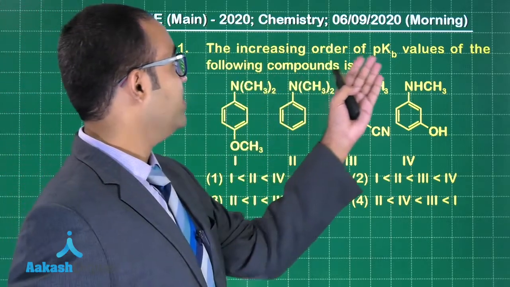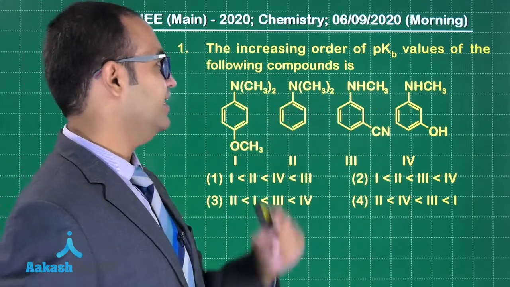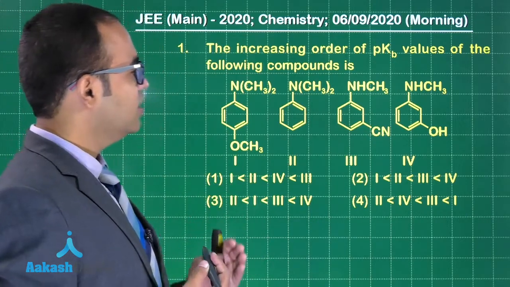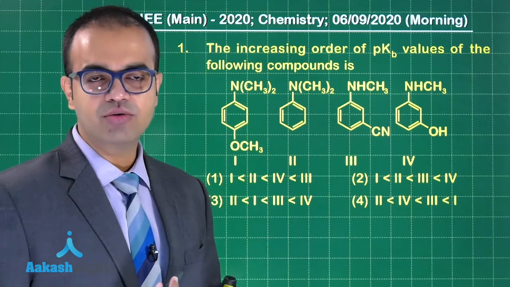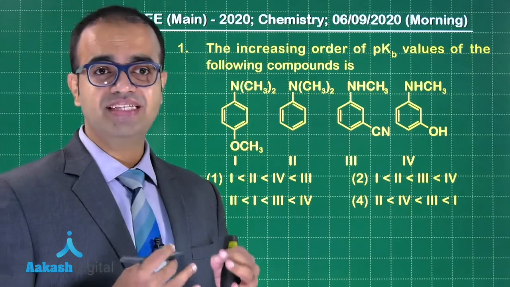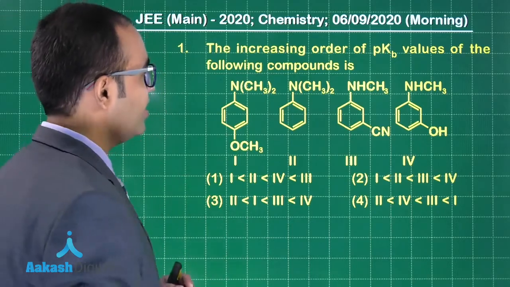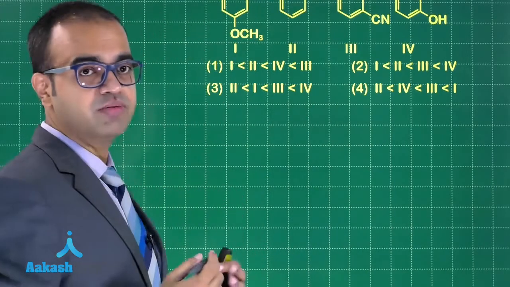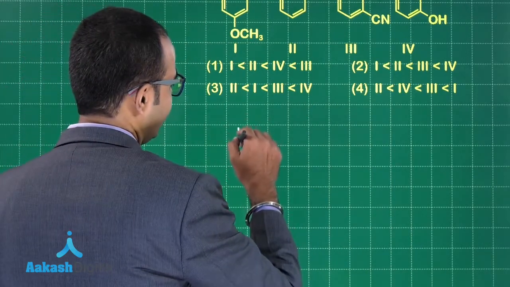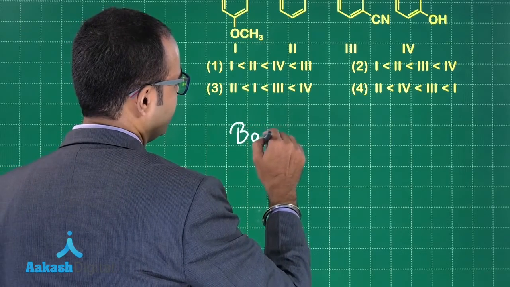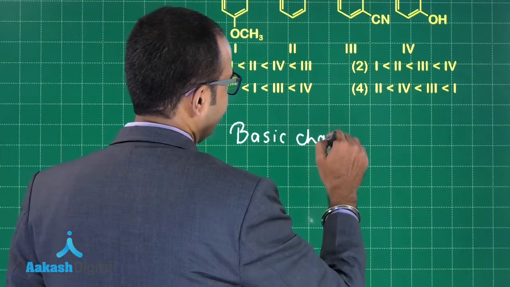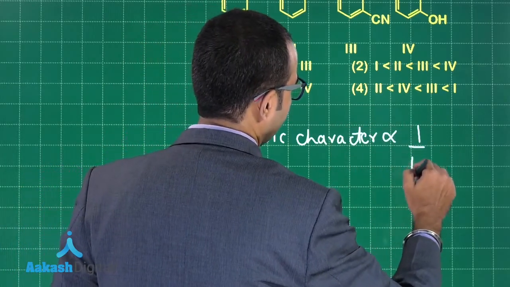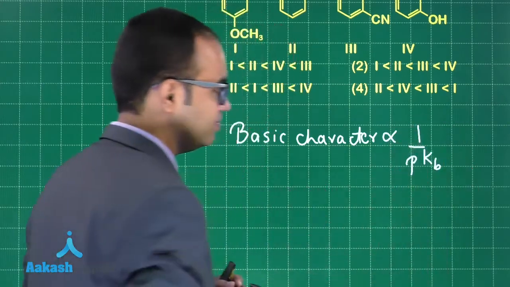The increasing order of pKb values of the following compound is, okay, so these are the compounds which are given, okay, and these are your options. So we'll first try to find out which is the most basic. The reason for that is, if I'm able to find out the most basic one, then I can easily predict the pKb value, because basic character is inversely proportional to what? Basic character is inversely proportional to the pKb value, right?